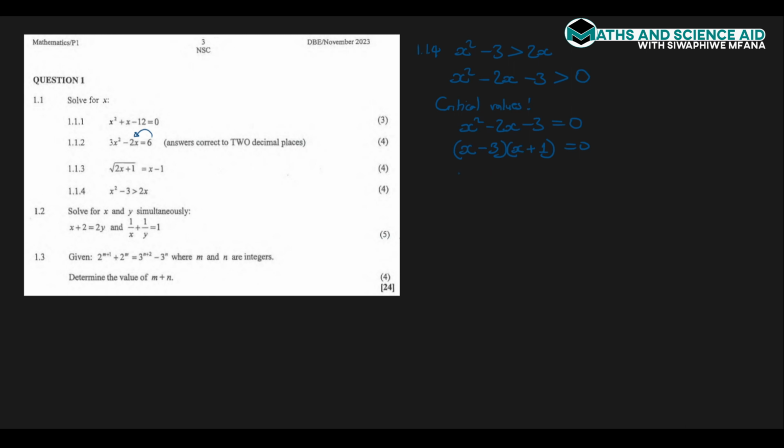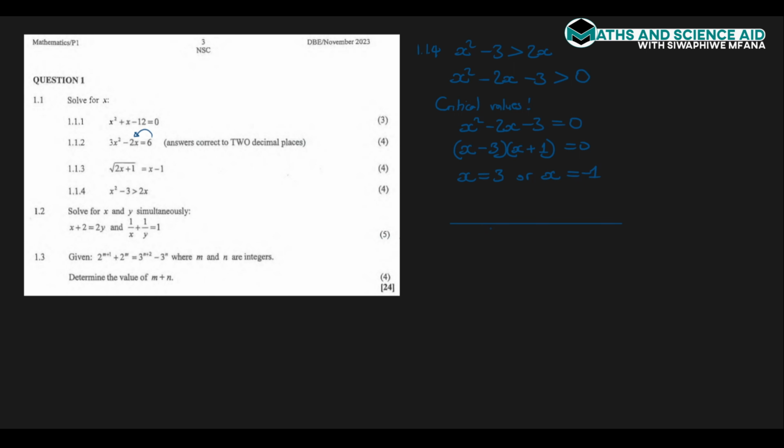And now we can see that it means that the values of x are going to be x is equal to 3 or x is equal to negative 1 by simply equating what is inside each bracket to 0. So these are our critical values. And now what are we going to do with these critical values? We can use the number line method.